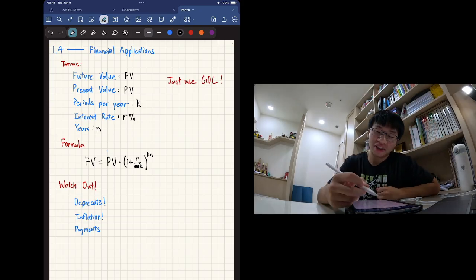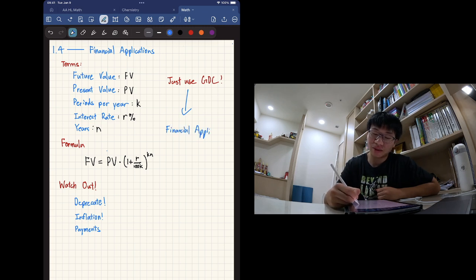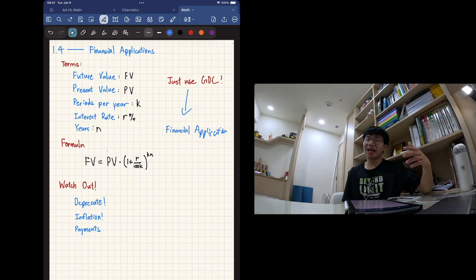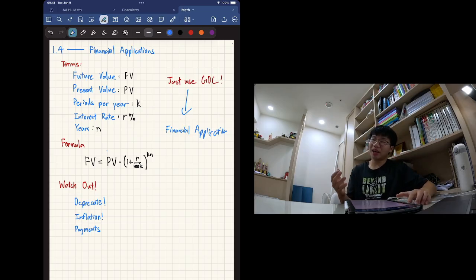And I want to tell you guys, learn to use the financial application on the GDC, if you're allowed a calculator. It just really saves you a lot of time. So learn all the values and what you need to put into it. But for the formula, you want to learn how interest works, right? When you put some money into a bank, the bank will pay you interest, maybe every year, like 5%. And you want to be able to use this to think about how much money you get after how many years, for example.